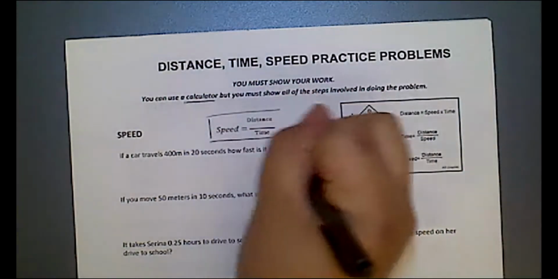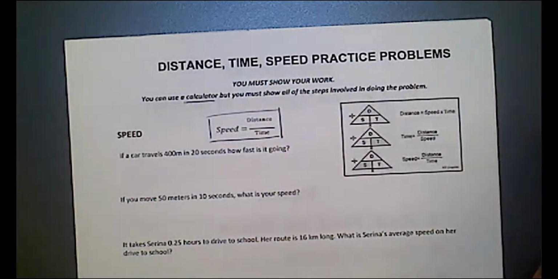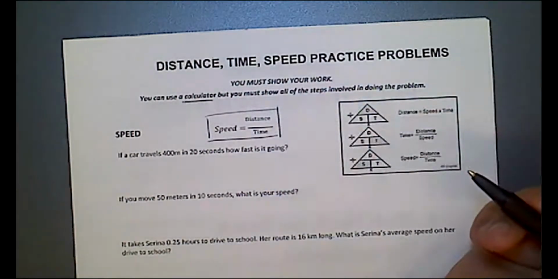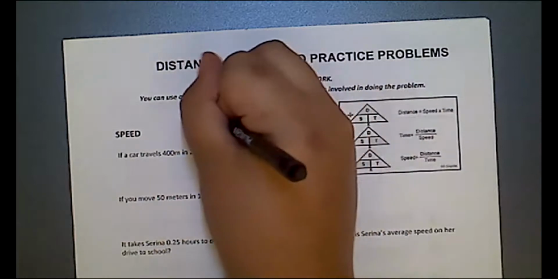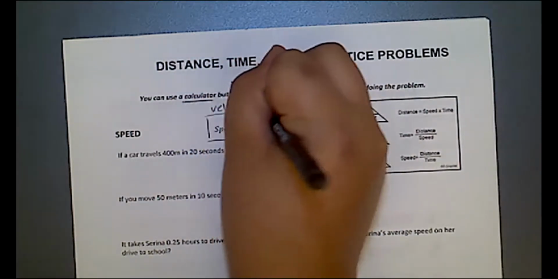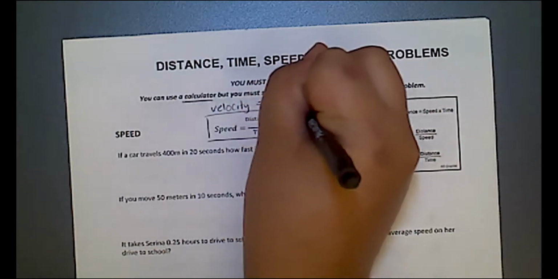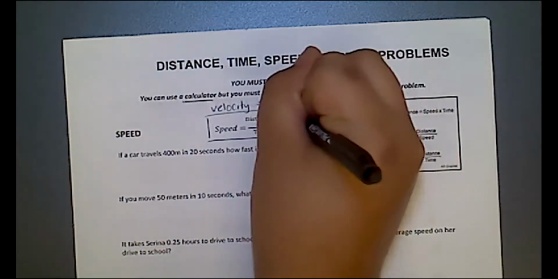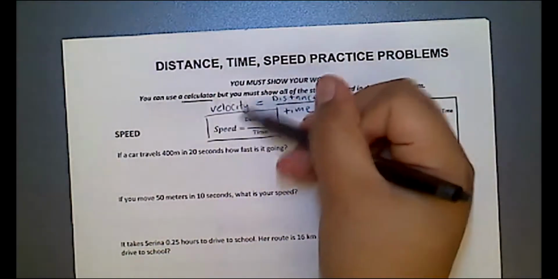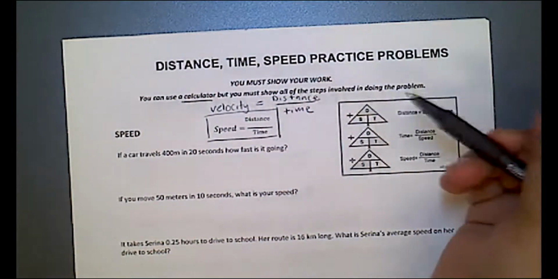Our formula for speed is that speed is equal to distance over time. That's the same thing as velocity. Velocity is equal to distance over time. It's the same formula, so you can use those interchangeably. The only difference is that one has a direction, the other one doesn't.